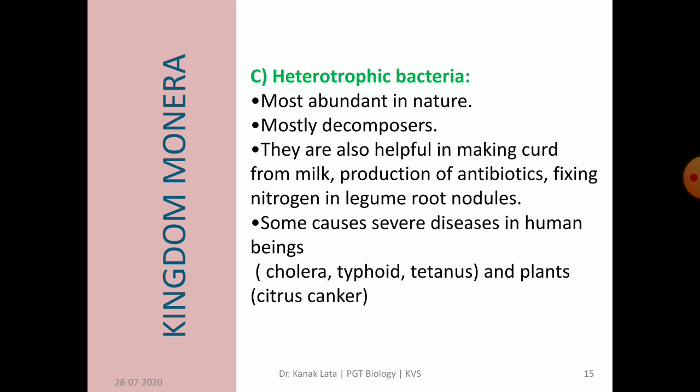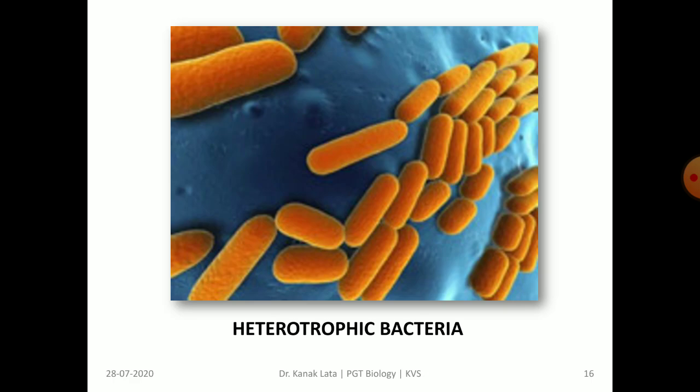Heterotrophic bacteria are also helpful in making curd from milk, production of different antibiotics, fixing nitrogen in leguminous root nodules, and helping in sewage treatment, particularly treatment of liquid waste, that is secondary treatment of sewage, that is waste water. Some heterotrophic bacteria cause severe diseases in human beings like cholera, typhoid, tetanus and citrus canker in plants. Here you can observe the heterotrophic bacteria.